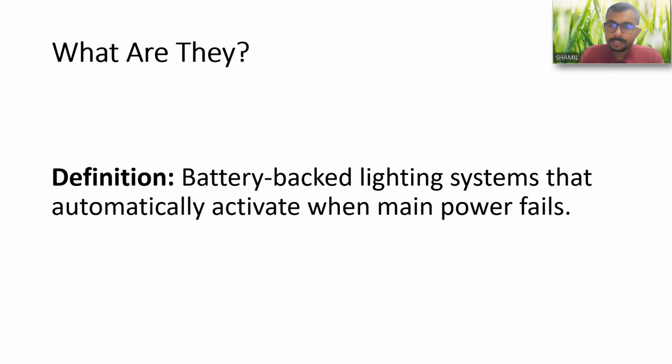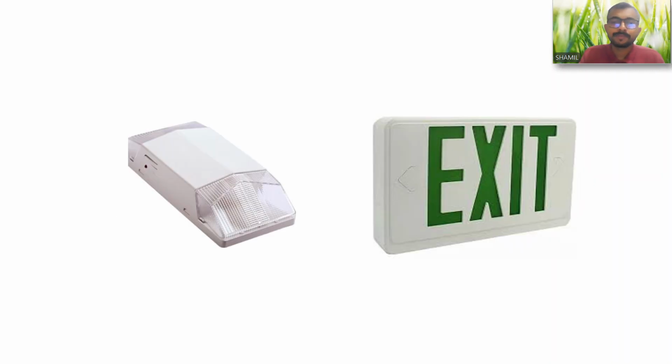So the emergency exit light is basically a battery-backed lighting system which will automatically activate when the main power of the building fails. This is how an emergency and exit light will look. The emergency light is the one you see on the left side, and the exit light is the one you see on the right side. The exit light could come in different formats, depending on the code regulations. So you have the NFPA and the Qatar Civil Defense regulations. If you are in other locations, they will have their own set of regulations on how the exit light should look.